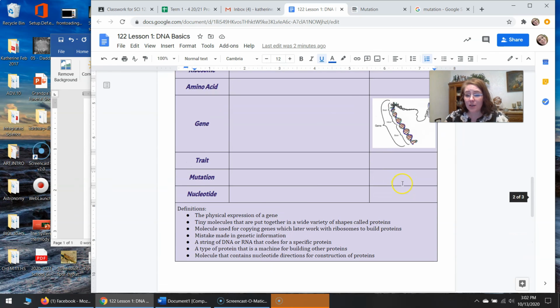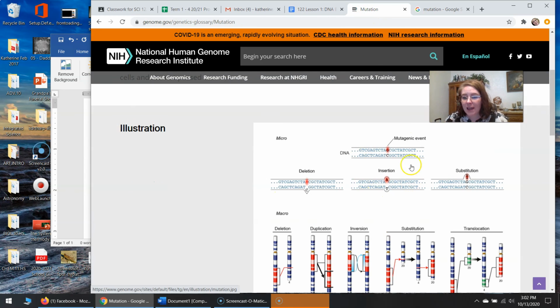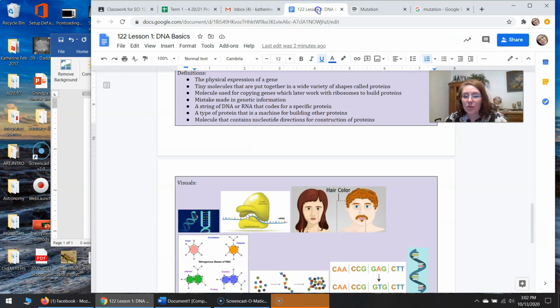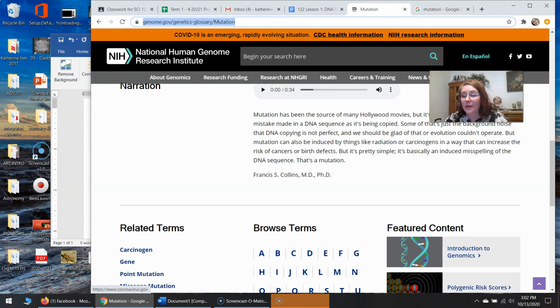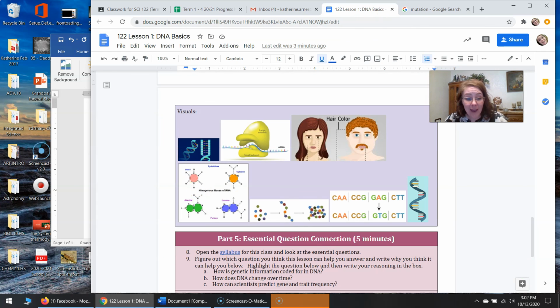The last thing that you have to do, of course, is match the pictures. And the cool thing about this website is that it gives you pictures. So here is an example of a mutation. Then when you go back to look at your images, you can see which one of those is the most related or makes the most sense to be describing a mutation or whatever word you're looking at. Alrighty, I hope that's helpful and I hope you have a good day.